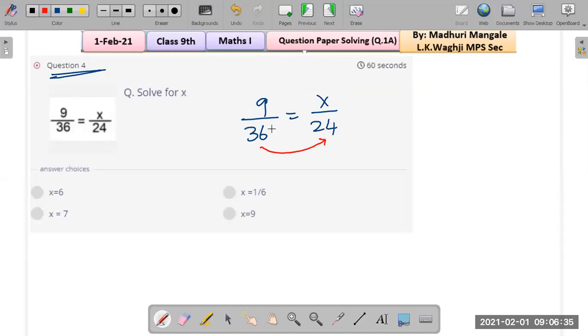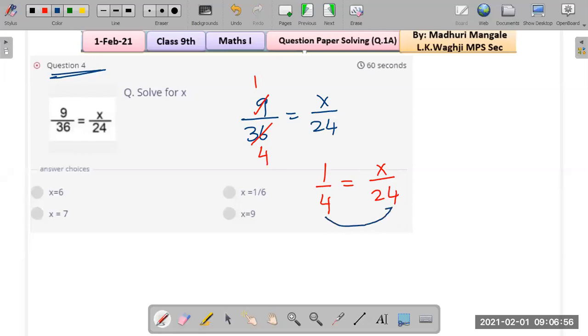Always bring down this fraction to the lowest form. So bring down this fraction to lowest form. 9 and 36: 9 ones are 9 and 9 times 4 is 36, right? So this is 1 over 4 equals x over 24. Now check out the pattern.